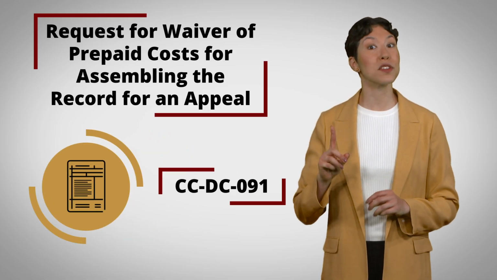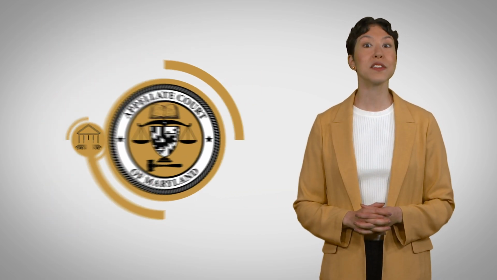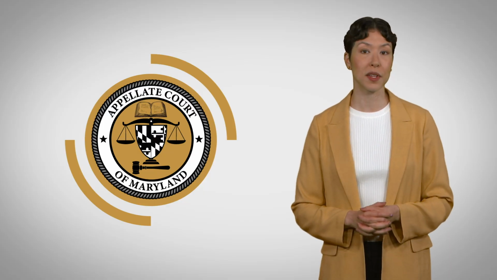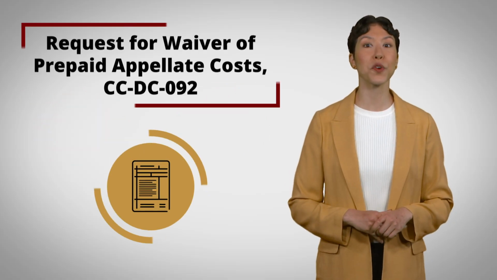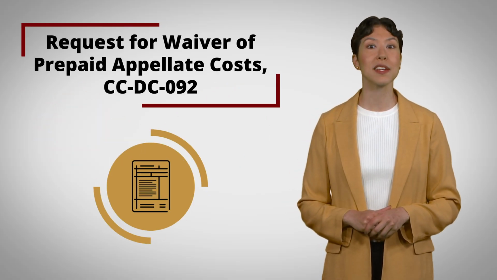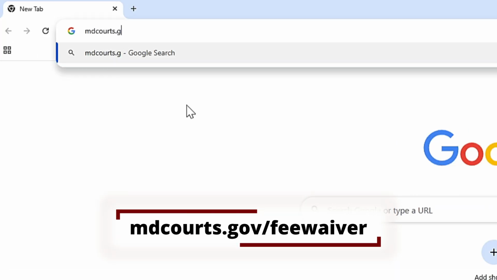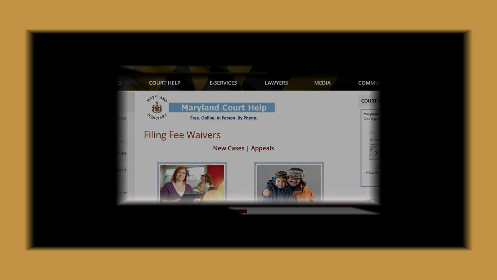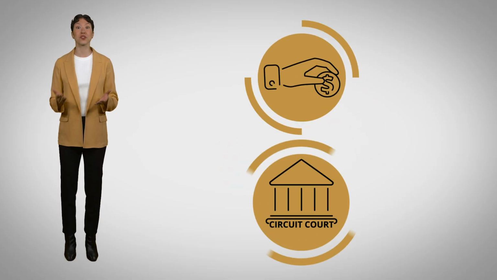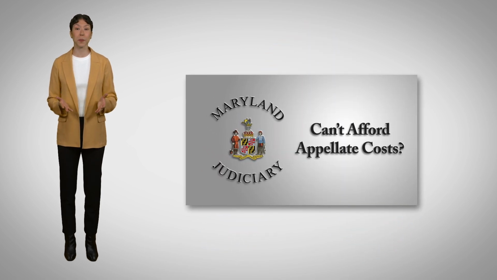CCDC-091. You must also pay a fee that the circuit court will send to the Appellate Court of Maryland. This is the court that will handle your appeal. If you cannot pay the fee, you may request a waiver. Use Form Request for Waiver of Prepaid Appellate Costs, CCDC-092. These forms can be found online at mdcourts.gov/feewaiver. Note that you will pay both of those fees in the circuit court when you file your notice of appeal. For more information on requesting a waiver, watch the video, Can't Afford Appellate Costs.